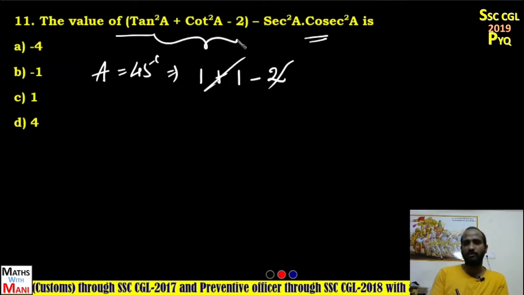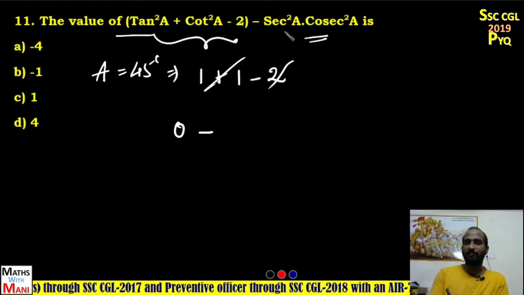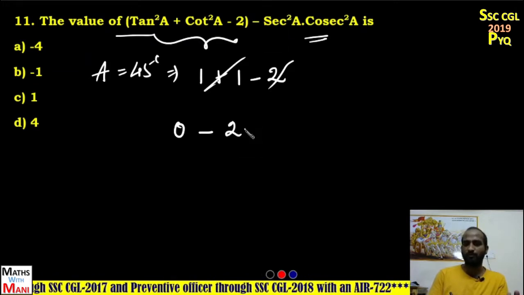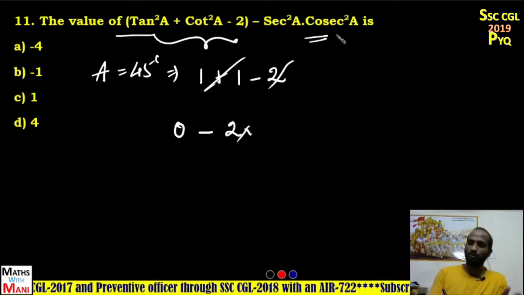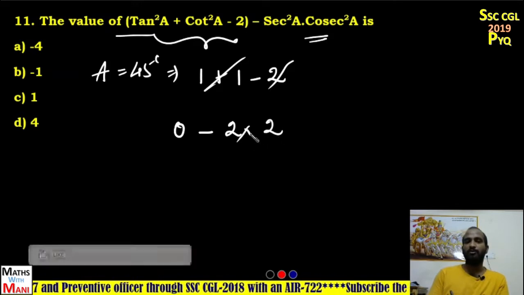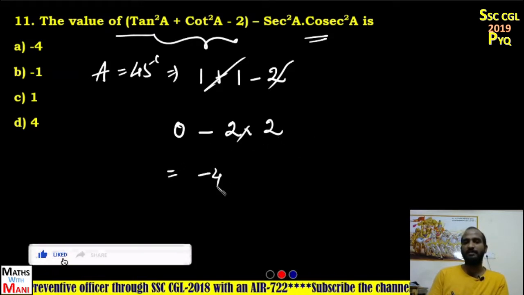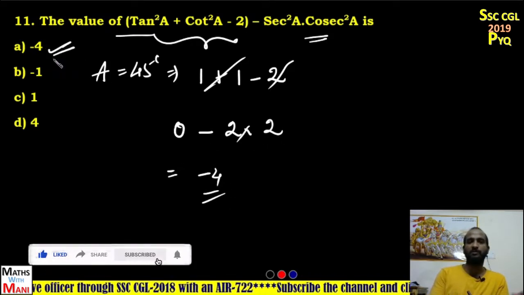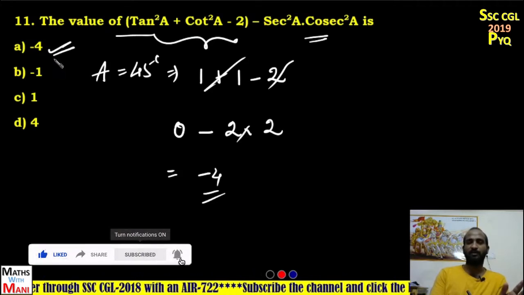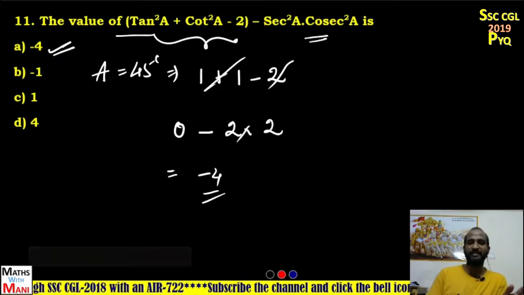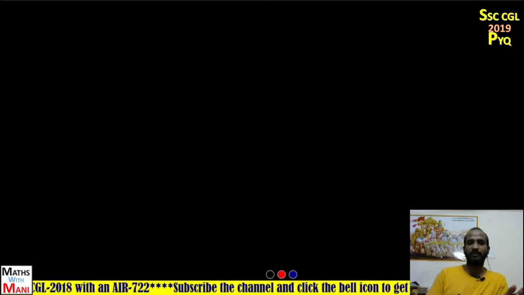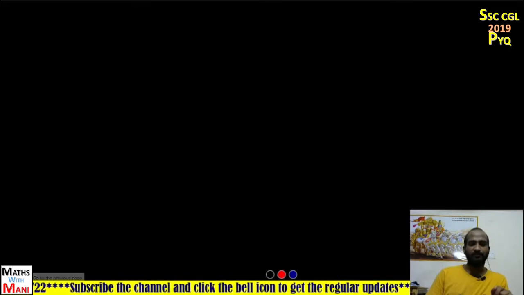So overall what about this value? 0. Minus secant 45, which is root 2. Root 2 whole square means 2. Cosecant 45 is root 2, root 2 whole square is 2. So 2 into 2 is 4. 0 minus 4 is minus 4. So which option? The first option is the correct answer. That's it. Through substitution you can easily solve this problem. Next one. I hope all of you understand. Any doubt in this? Very simple. Okay, next.